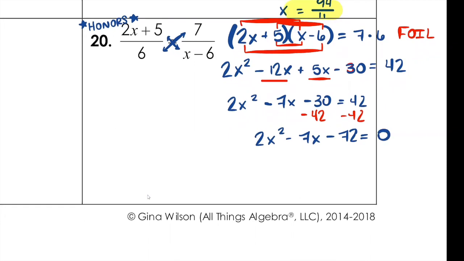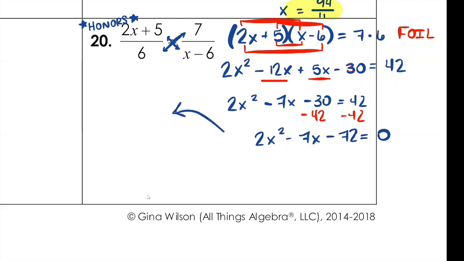Now, there's a couple of ways you can go from here. You can use the quadratic formula, if y'all talked about that before. The quadratic formula is negative b plus or minus the square root of b squared minus 4ac all over 2a. Is that the song? Yes. That's it.